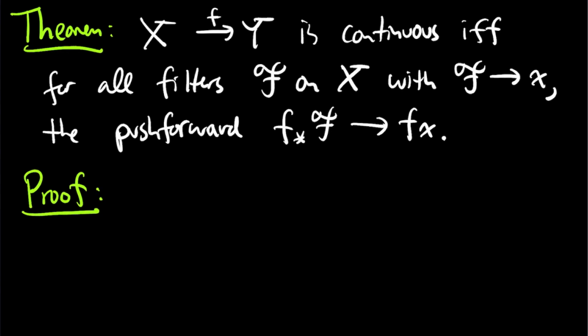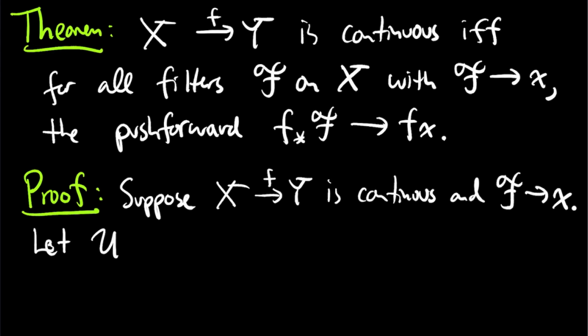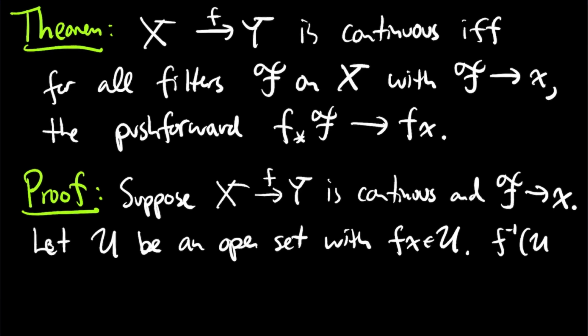Okay, let's prove this. Start with a continuous function f and a filter script F that converges to little x in the domain. We want to show that the push-forward filter converges to f of x. So we take an arbitrary open set around f of x. Because the function's continuous, when we pull that back, it's an open set around x.